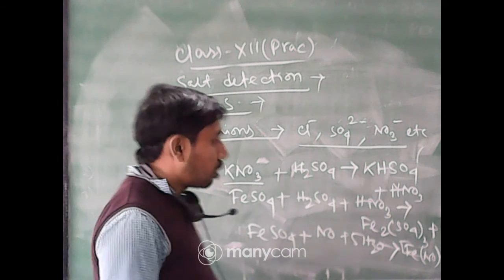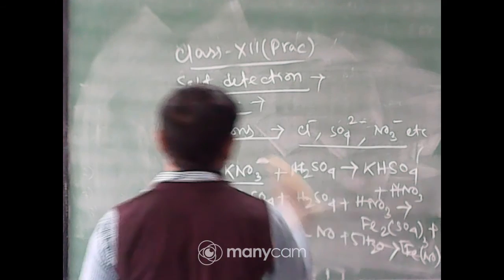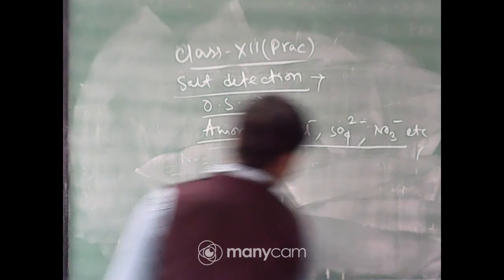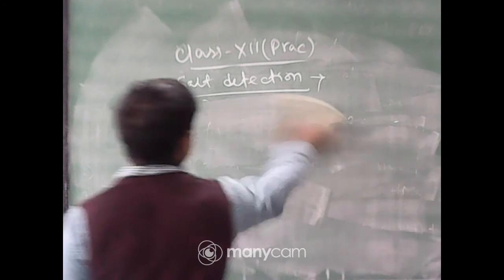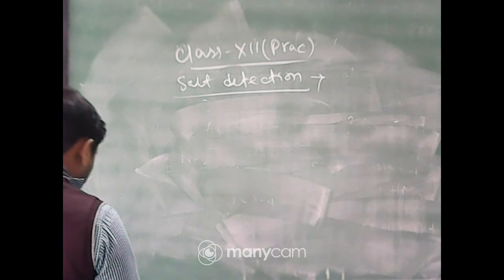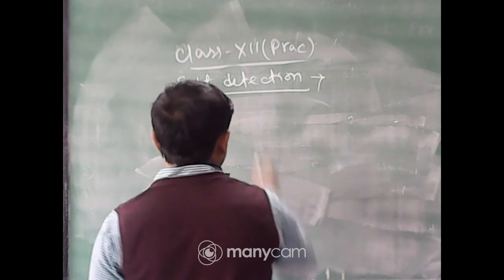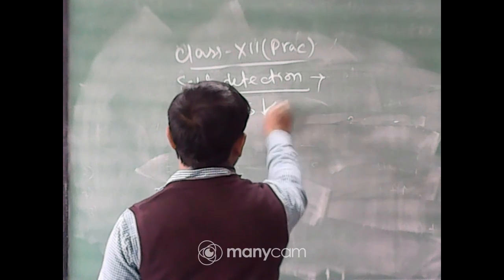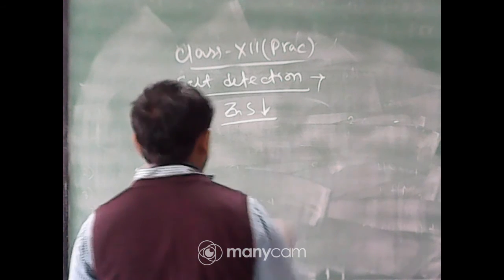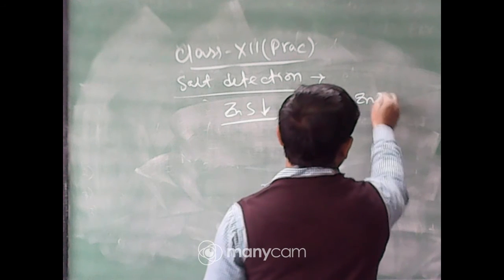Next, what is the confirmation test for zinc? In zinc, we got the PPT for group 4. Now, this is the precipitate of zinc sulphide. Okay. Now, when we dissolve it in HCl, it will produce zinc chloride.